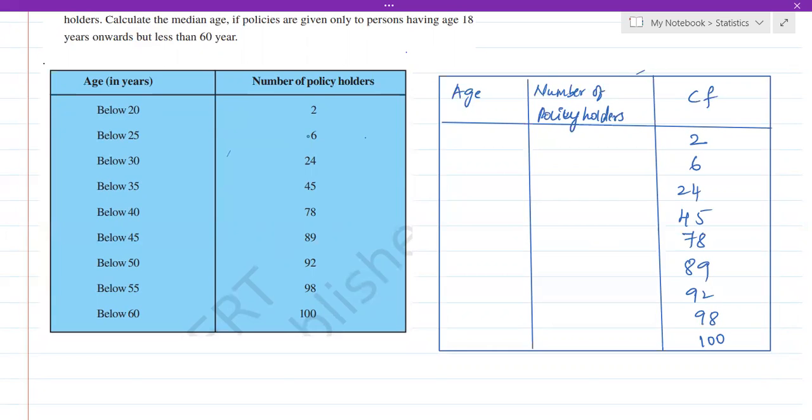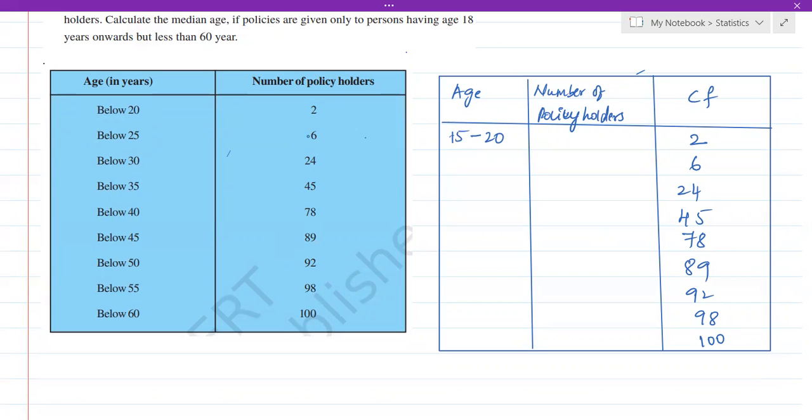Now how to find the class interval? It's very simple. See, the difference between each value is how much? 5, right? So here the highest value is 20, because it is talking about below 20, right? So the maximum upper limit will be 20, and the starting age itself is 18. So you can write 18 to 20, or you can also write 15 to 20. Doesn't matter. Because we are going to take only those people whose age is 18, right? So here you can write 18, or you can also write 15.